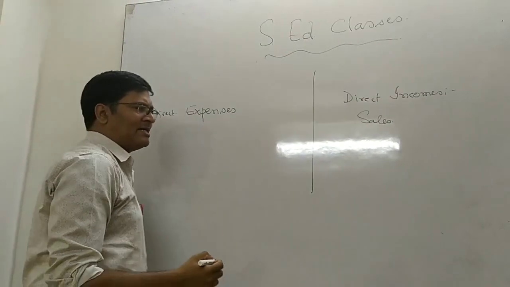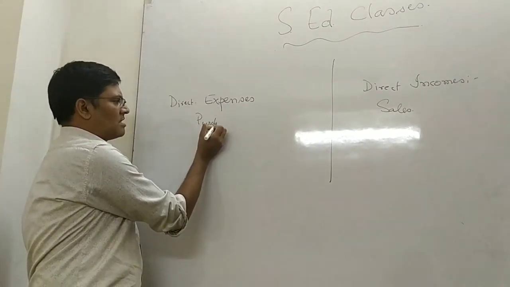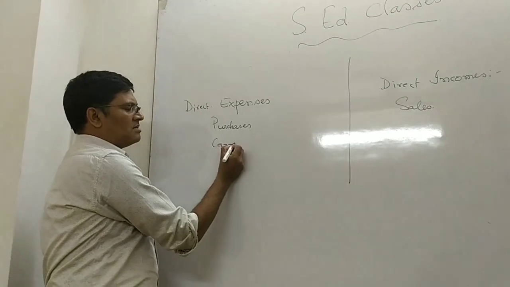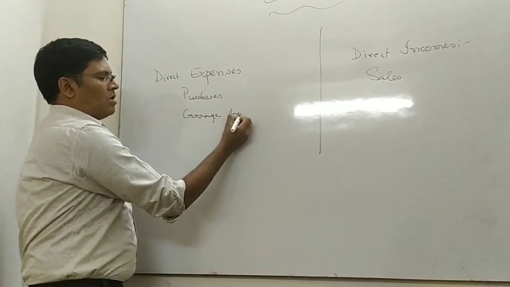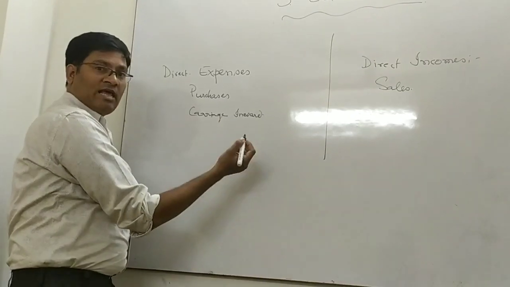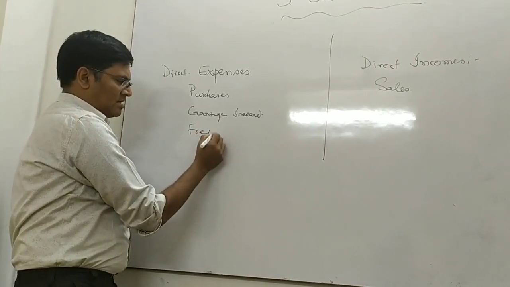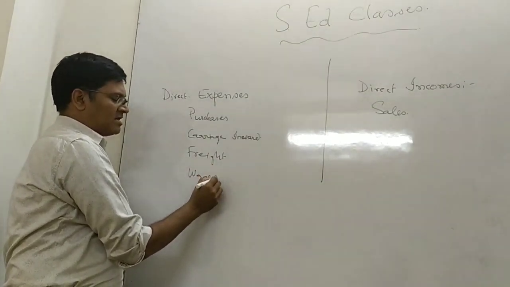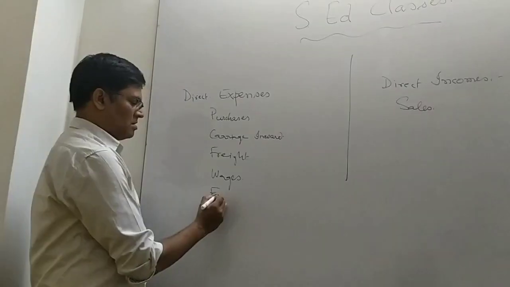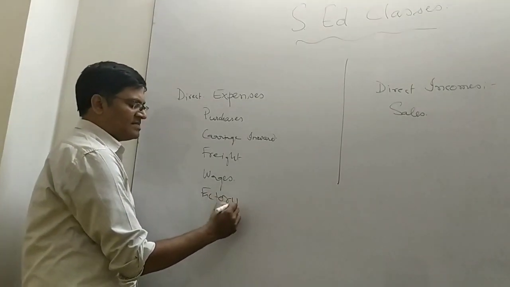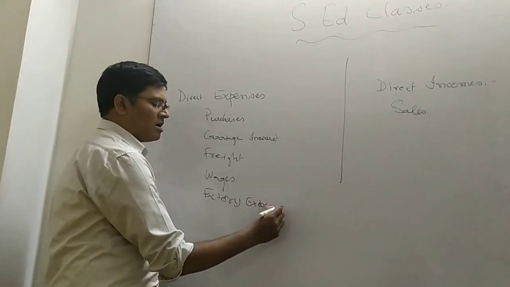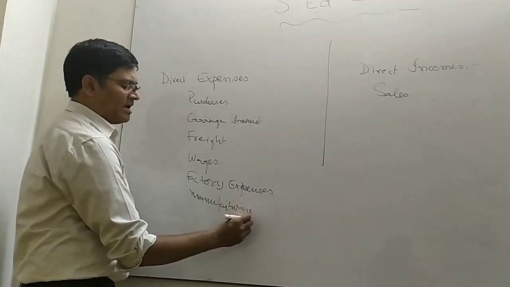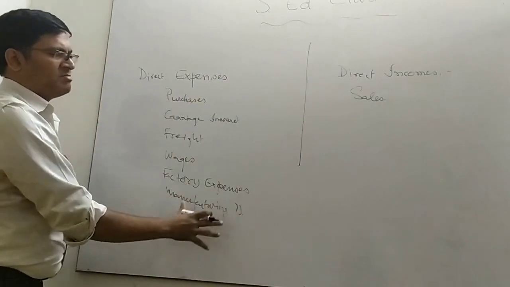And their direct expenses are purchase and other cost of purchases like carriage inward, also known as only carriage, freight, that is the railway carriage, then wages, that is the remuneration given to the workers, and factory expenses or manufacturing expenses are also included in trading account. All these are direct expenses.